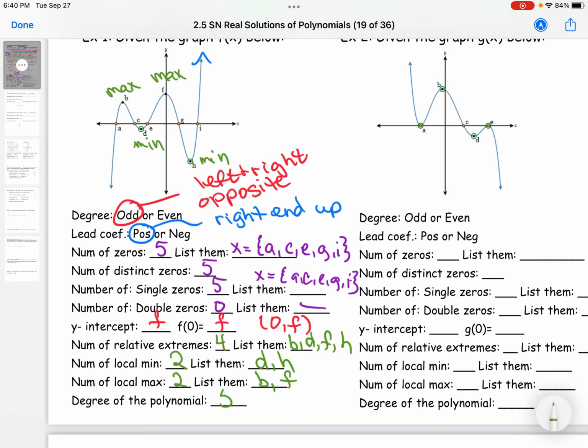The degree of this polynomial is 5 because there are 5 distinct zeros. Okay, number of zeros, the degree of that polynomial match.